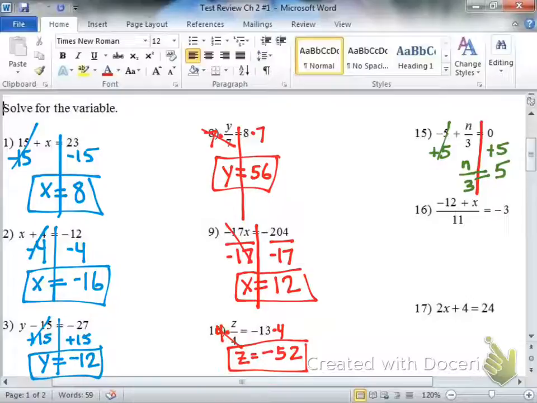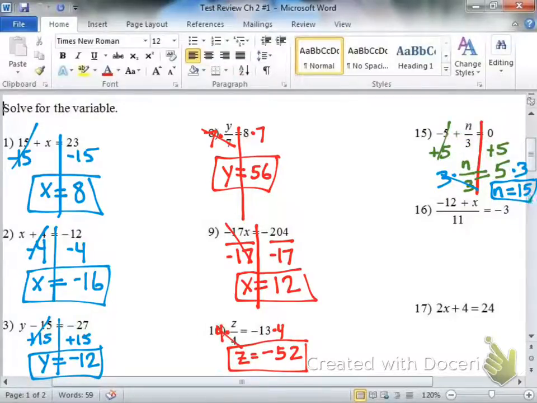All right, what's the final step on that one? I have n divided by 3, so what do I want to do to both sides? Yes, I want to times both sides by 3. What is 5 times 3? 15, so n equals 15 here. Good. And just like yesterday, if you want to see if your answer is right, take the n out, put the 15 in. You would get 15 divided by 3, that's 5, and -5 plus 5 is 0, so it checks out.